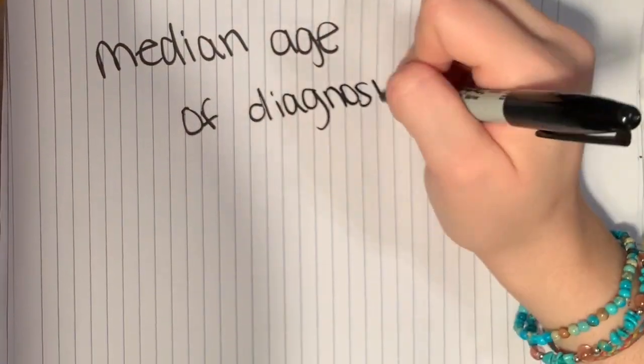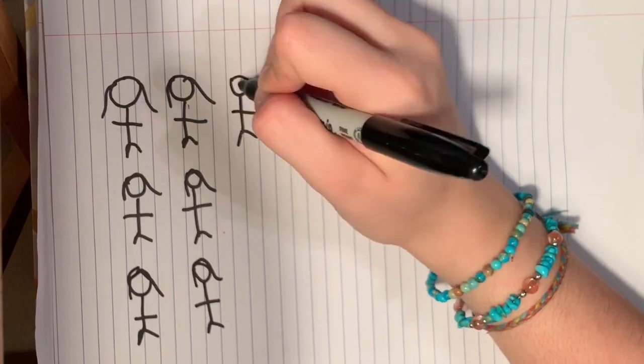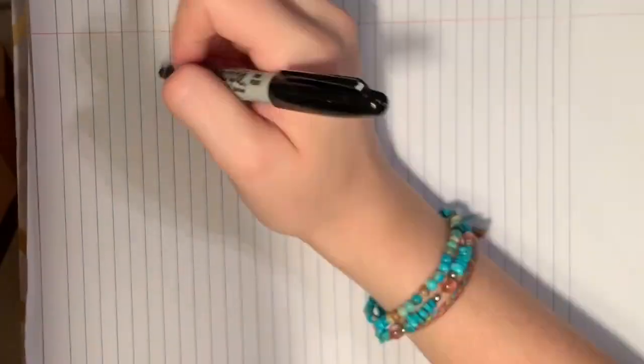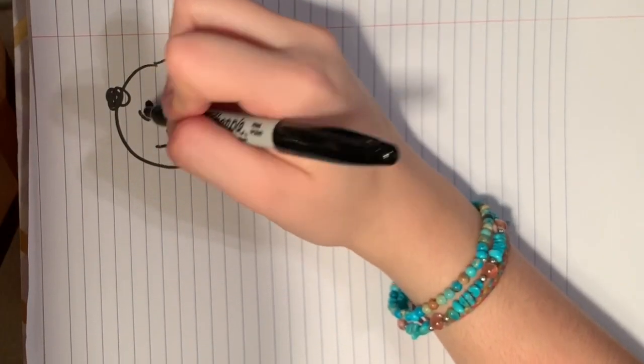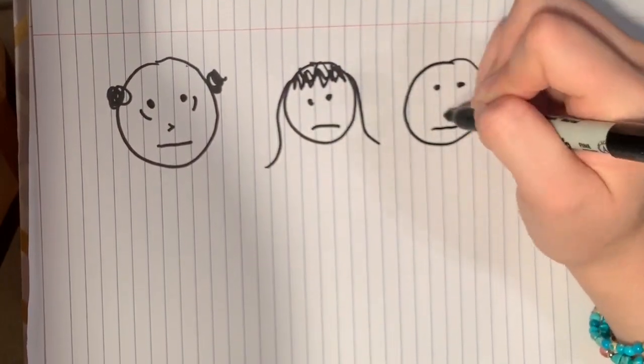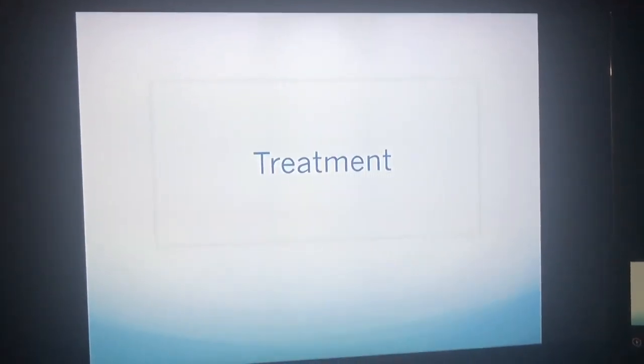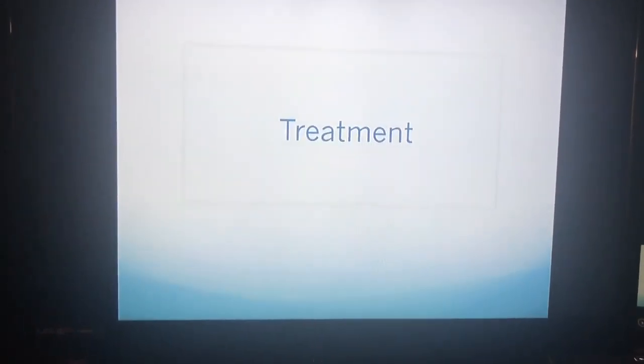The median age of diagnosis is 19 years old, and the ratio of women to men diagnosed is 8.5 to 1.5. Mainly found in young women with ovarian teratoma, diagnosis has been reported also for older patients, women without teratoma, men, and children. I'm going to be focusing on treatment options for anti-NMDA receptor encephalitis.